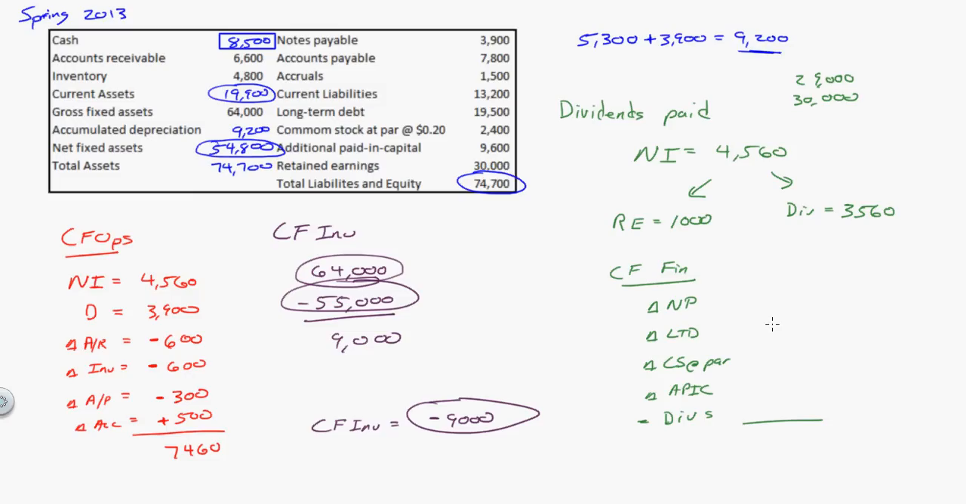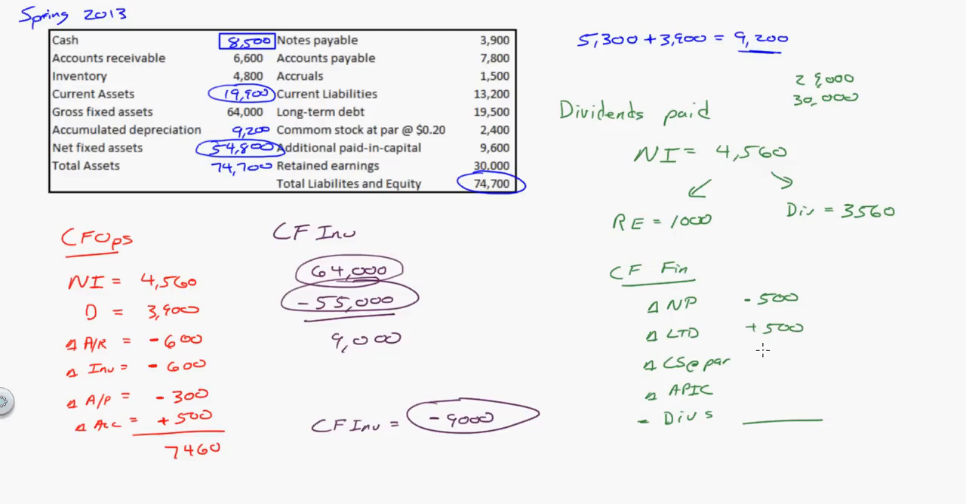So the notes payable decreased from 4,500 to 3,900. So it's a change of $500, and it decreased. You owed somebody $4,500 last year. You owe them $3,900 this year. You paid down $500. The long-term debt went up $500. You must have borrowed money.